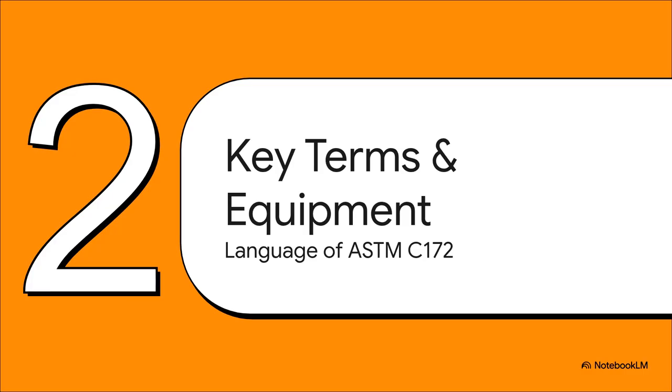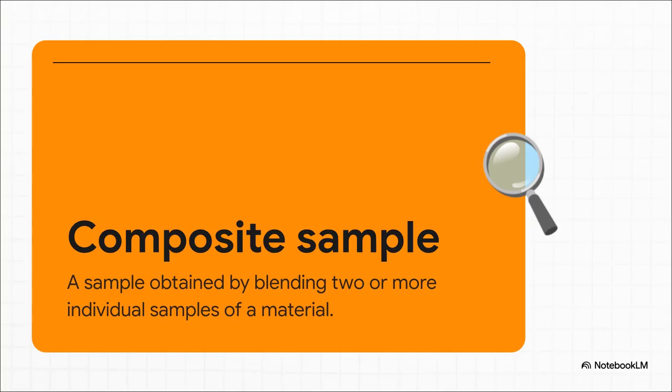All right, let's get into the terminology. To pass this thing, you've got to speak the language of ASTM. Knowing these next few terms is totally non-negotiable for both the written part and the hands-on performance test. Okay, first up, composite sample. This is a huge concept on the exam. It basically means you never ever just take one big scoop of concrete from the truck. You are required to take multiple smaller portions and then blend them all together. That's how you create one single sample that actually represents the whole batch.